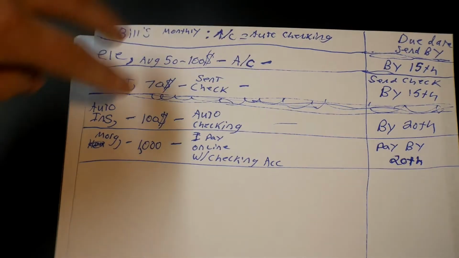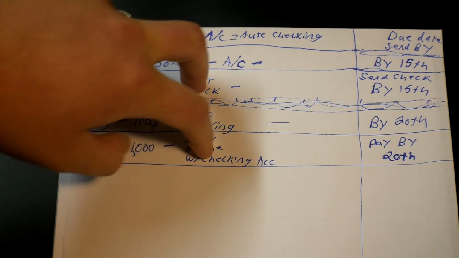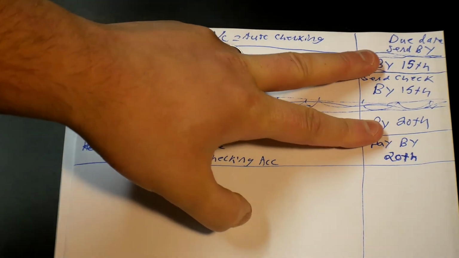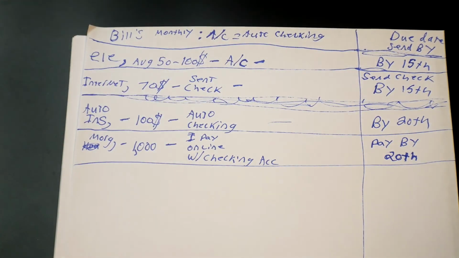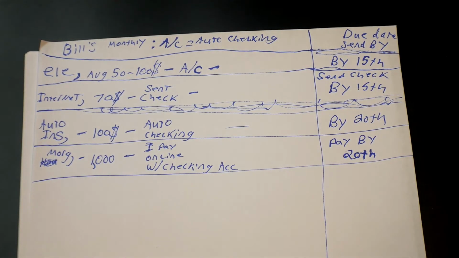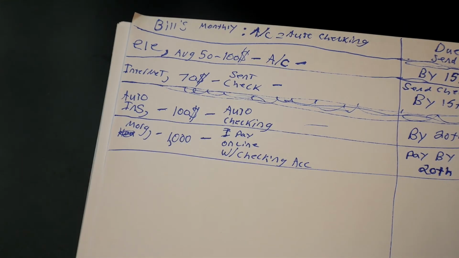The name of your bill, how much it costs, how you pay it on the third row, and last but not least, when you send it by or when it's due by. And again, always pay your bills ahead of time. Don't pay it on the day that it's due, because processing could take anywhere from 1 to 3 days. It depends on what it is, and especially if you're sending money in the mail via check, it could take 5 days, if not longer, for them to get it and process it.